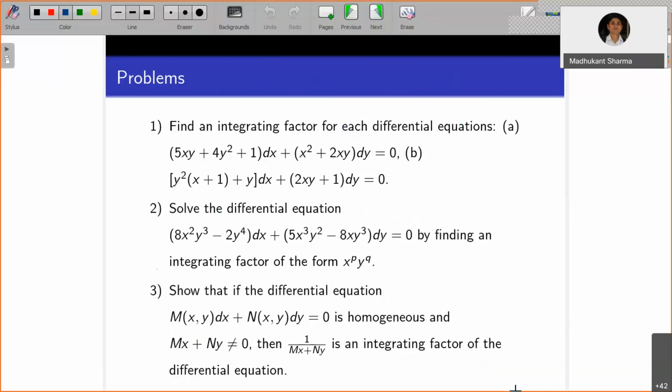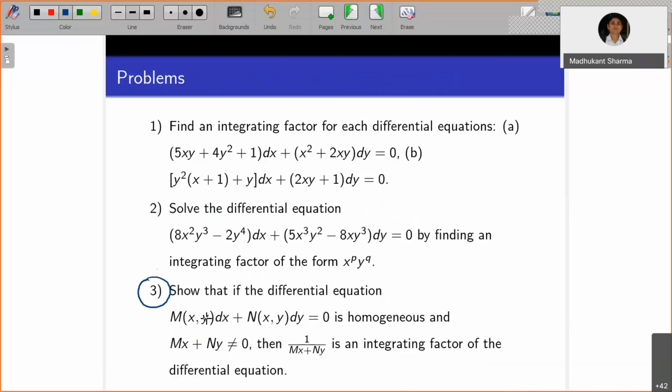See the difference. Now this third problem here, I will leave as an exercise. It's only verification. It is homogeneous, assume that they are homogeneous functions of the same degree.